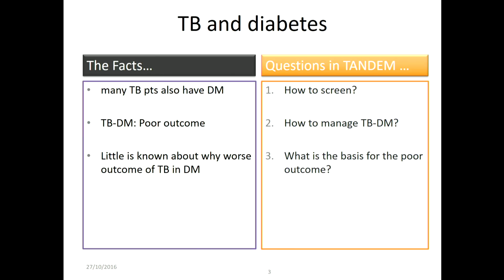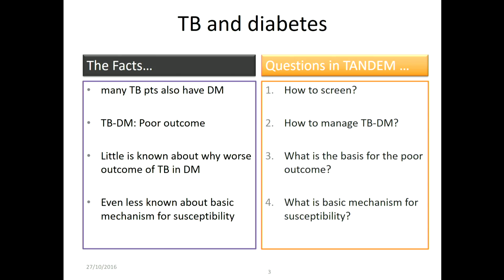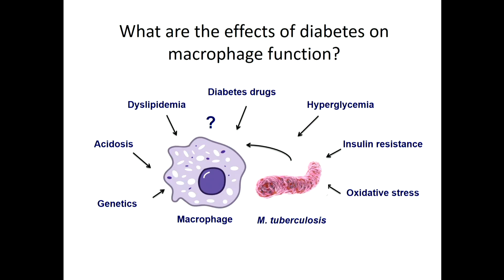What, from an immunological or metabolic or other point of view, is the basis for the poor outcome in combined TB and diabetes, and what is the basis for the increased susceptibility in the first place? So are there genetic or other factors underlying the increased susceptibility? Basically these are the 4 questions we try to address in the TANDEM consortium.